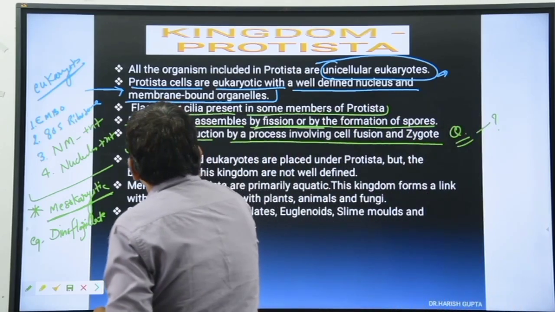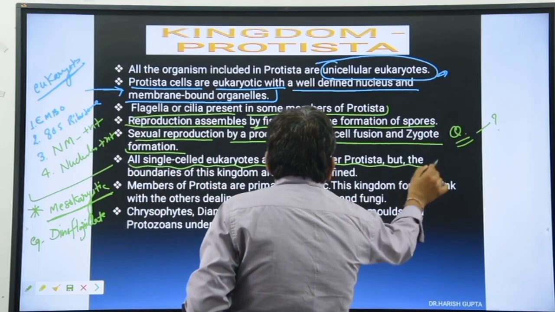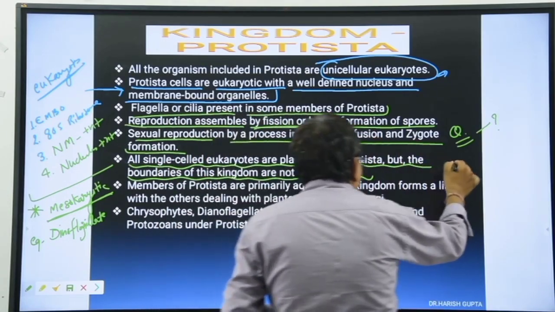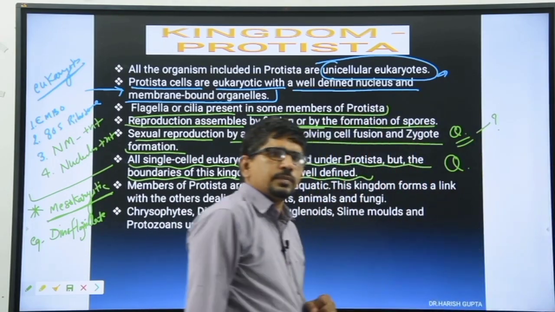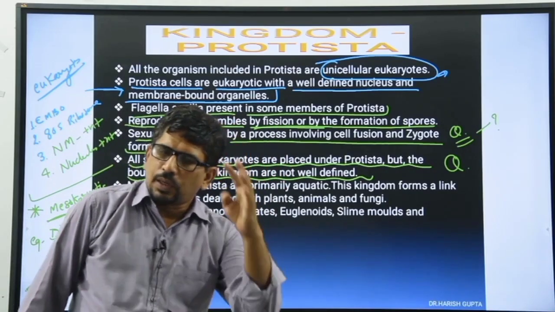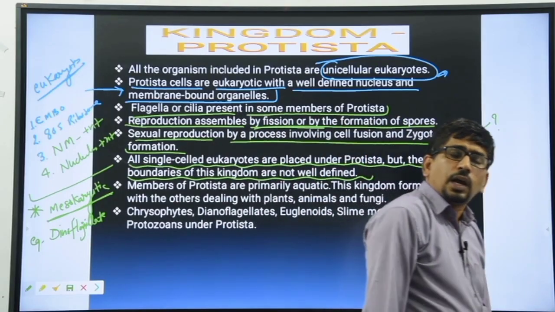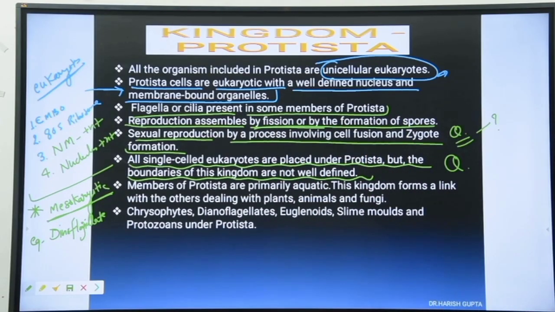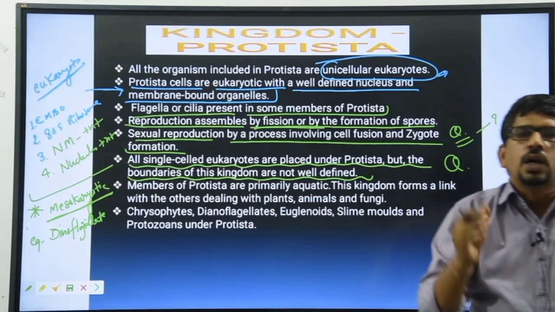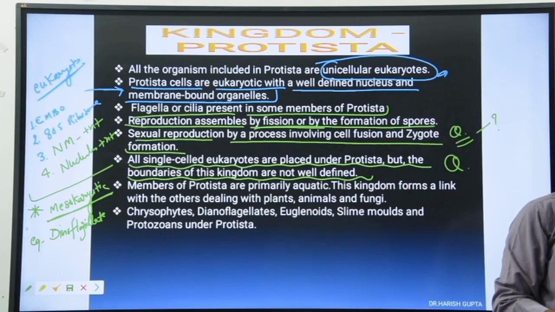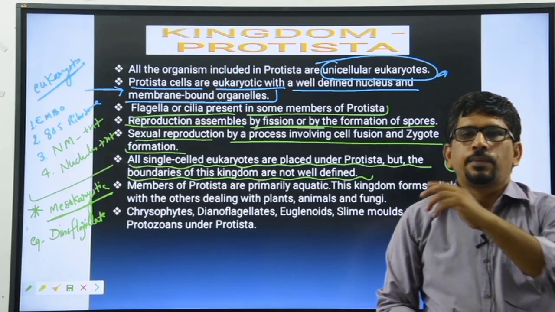All the single cell eukaryotes are placed under the protista, but the boundaries of this kingdom are not well defined. ये दूसरा क्वेश्चन है बच्चा मेडिकल का. मेडिकल में लगभग 3 से 4 बार आ चुका है. सेकंड क्वेश्चन इज वेरी इंपॉर्टेंट क्वेश्चन. क्या कहा मैंने? ये कहा all the unicellular organisms, those are eukaryotes, they are included in protista. Clear? But some exception here.